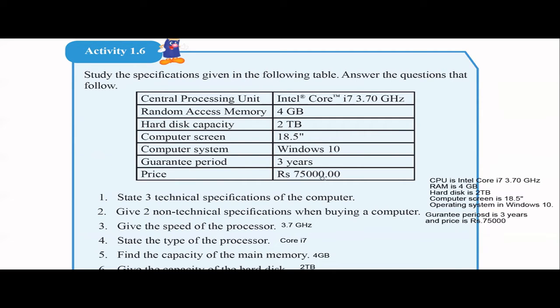Price is 75,000. So if you don't know what these specifications are, for example, you don't understand what is this CPU, what is RAM, what is the guarantee period, please go to the textbook video of grade 9 chapter 1 and watch it first, right? Because I cannot explain those things again here.